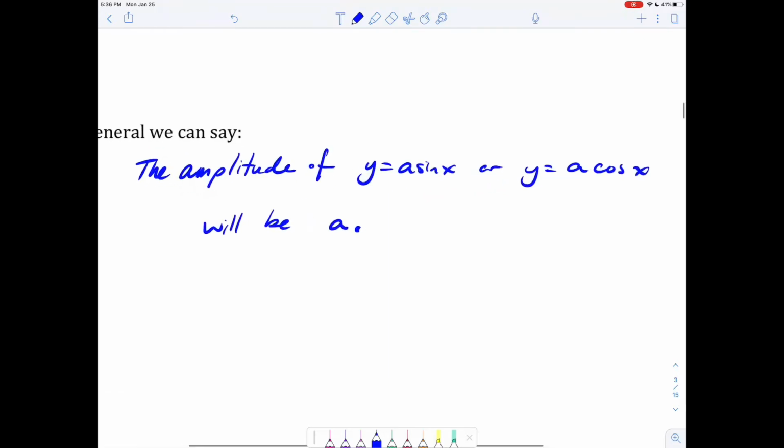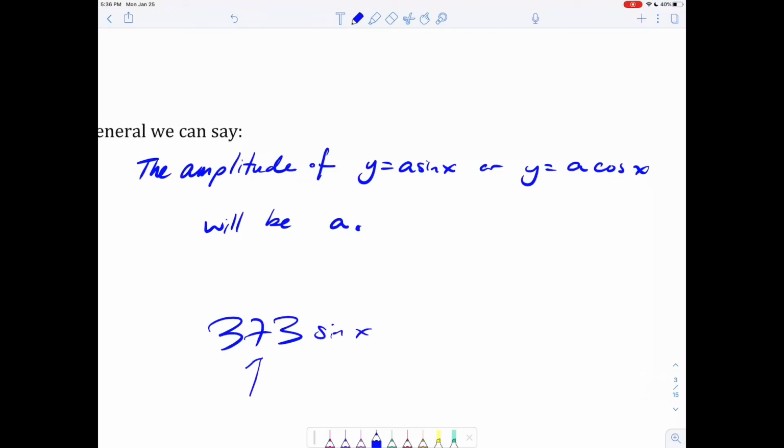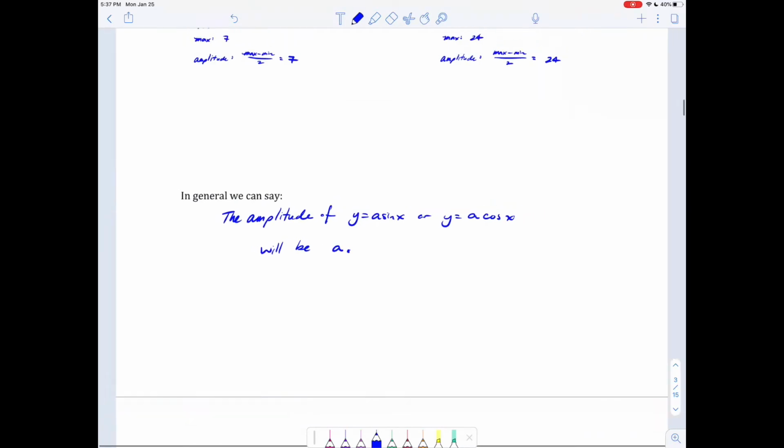The amplitude of that sinusoidal function, when it's been vertically stretched or compressed by a factor of a, is just a. So if we're dealing with like 373 sine x, there's the amplitude, 373 right there. Or even if you're dealing with something else, like 1/8 sine x, your amplitude is 1/8. So that a value is always your amplitude. You can remember it because amplitude starts with a.